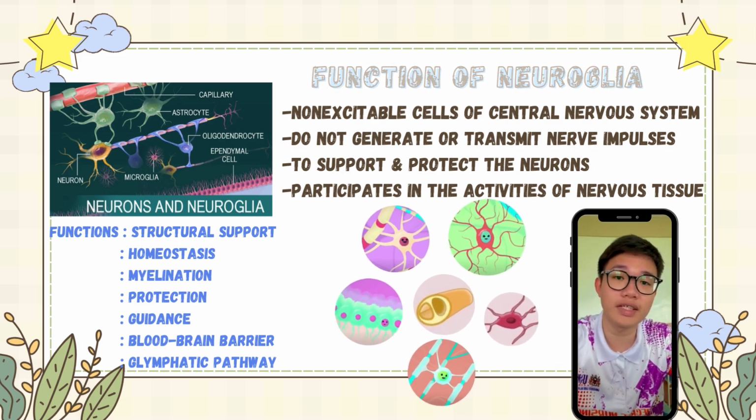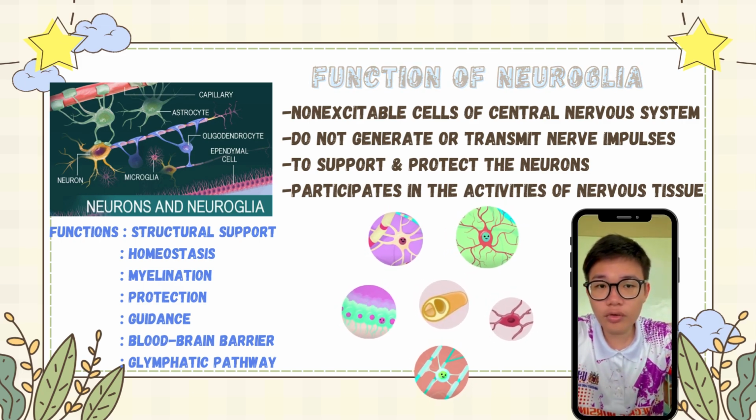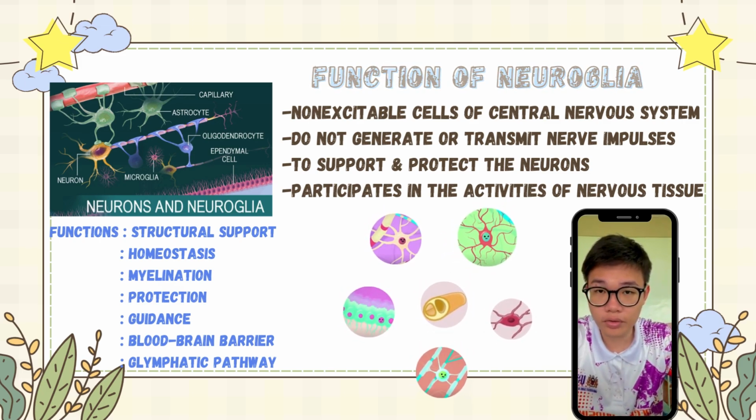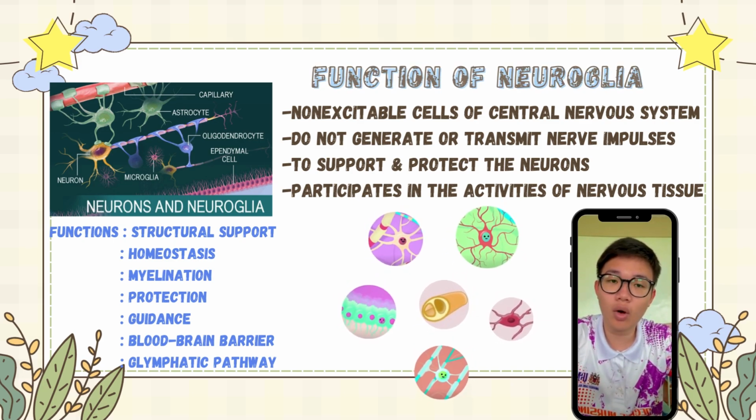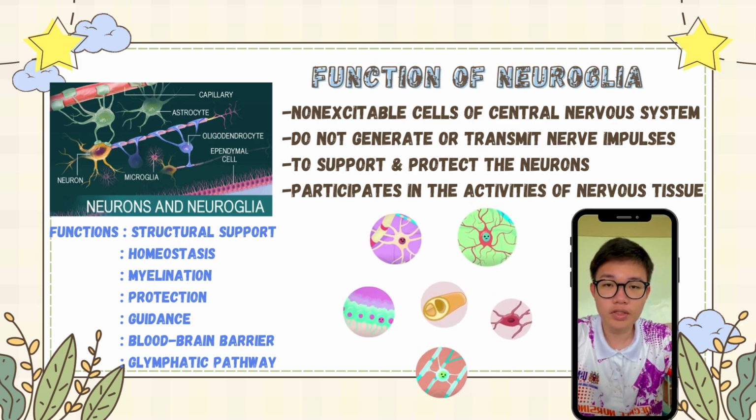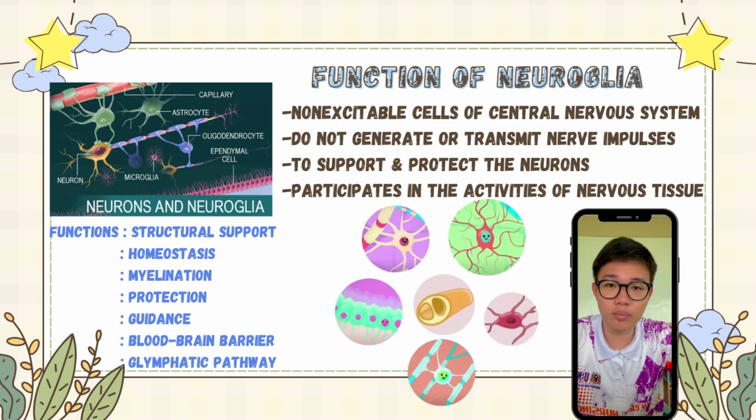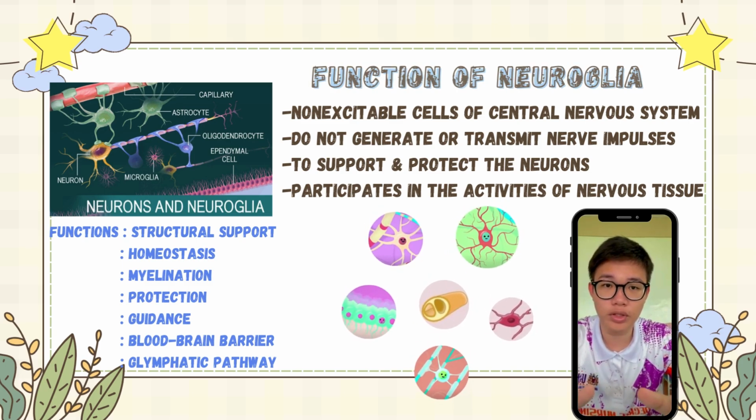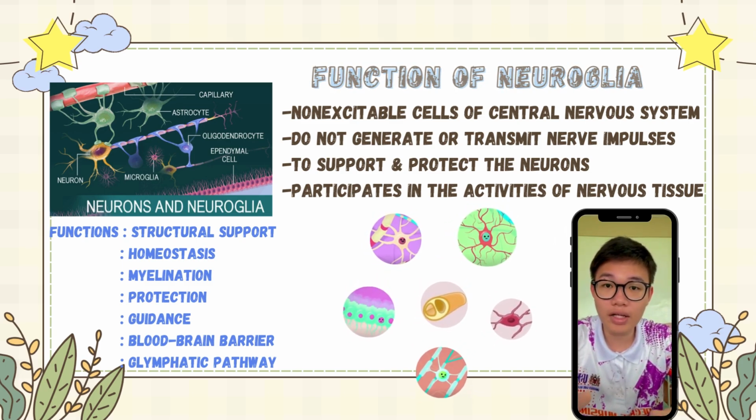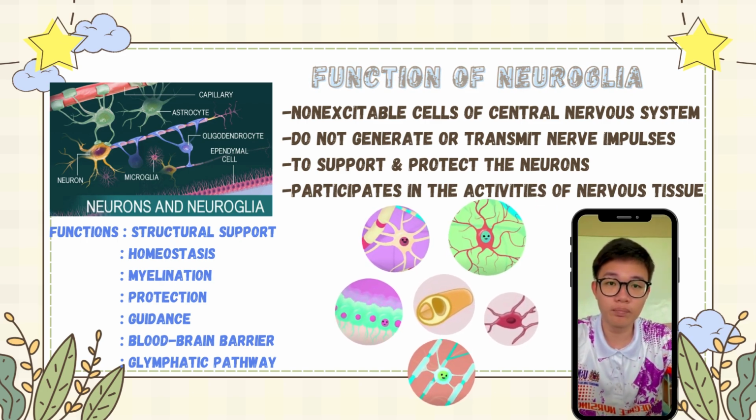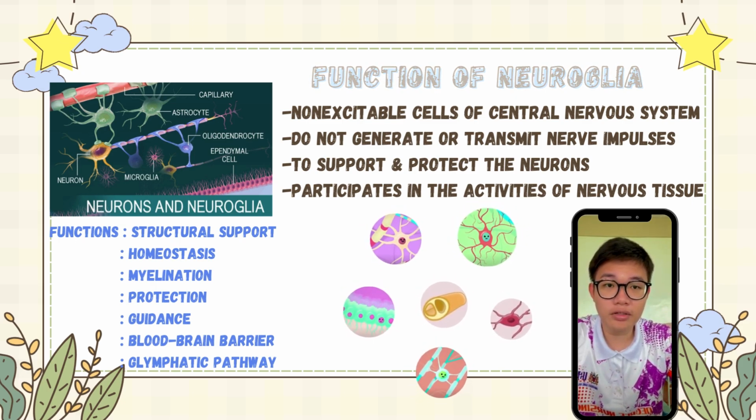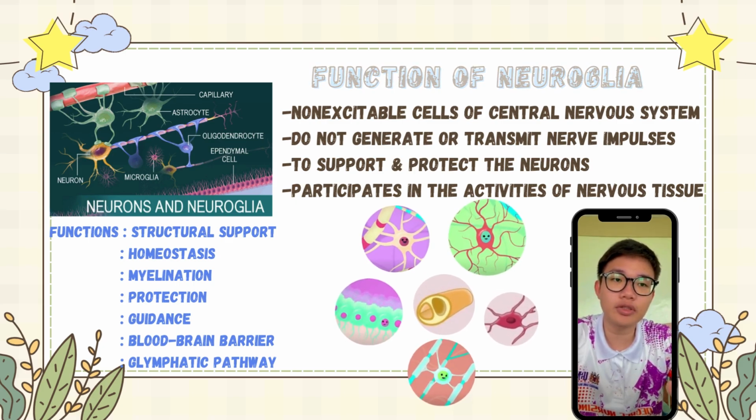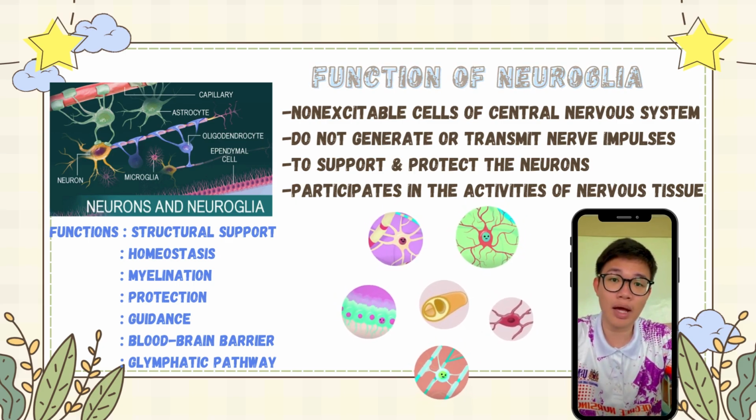Second is homeostasis. Neuroglia maintain a stable internal environment for neurons by regulating their ions, neurotransmitters, and also the neurohormones. It's very important to maintain the equilibrium balance between the hormones, the neurotransmitters, and also the regulation of ions. Next up is myelination. Neuroglia create the myelin sheath, which speeds up the electrical impulses in the nervous system.